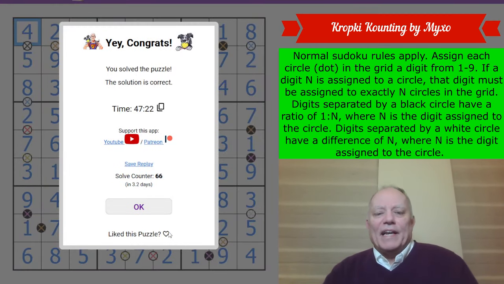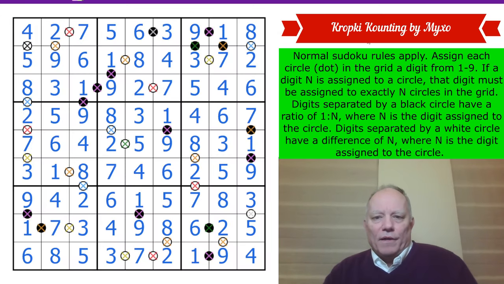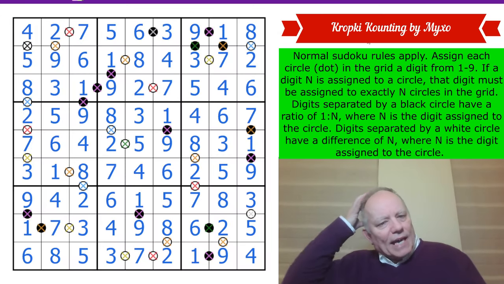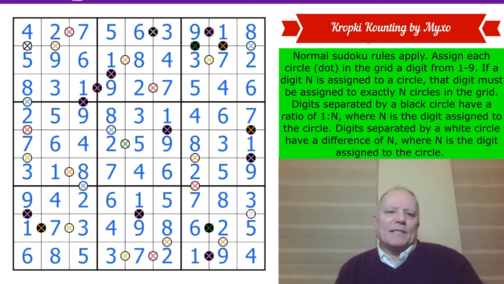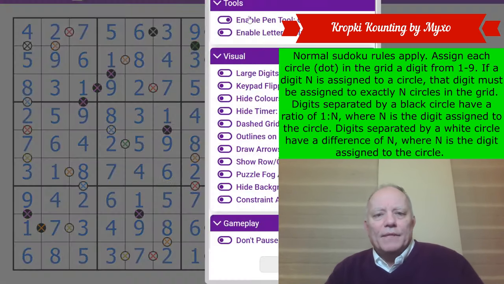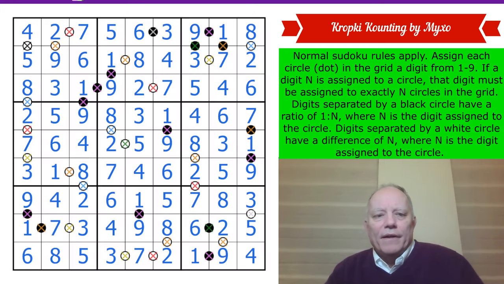A little bit fiddly, to be fair, with all the counting of how many of the X's had been assigned, but a remarkably clever idea. And frankly, a wonderful construction. You know, there were no given digits in that puzzle. Let's just give a little hand to Mixo. That is a fantastic piece of work. And I am absolutely delighted to have got through it.